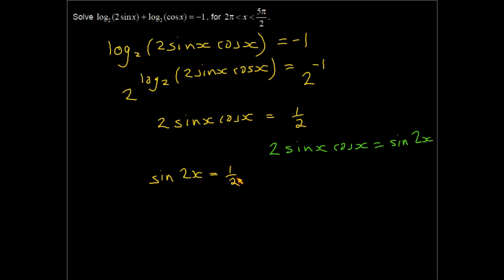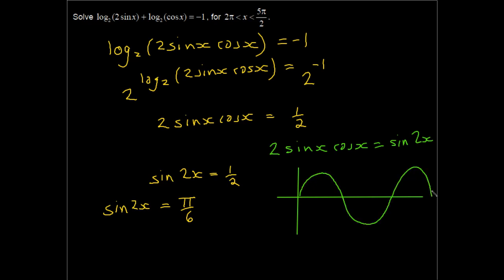So we should know the inverse sine of a half is 30 degrees or pi over 6. So that would mean that sine 2x is equal to pi over 6. I'm going to work this out in radians since the question has given us radians. Now that would be one value, and if I do a little sketch here of a sine wave, it is like that. Now when sine is a half, that's going to be along here.